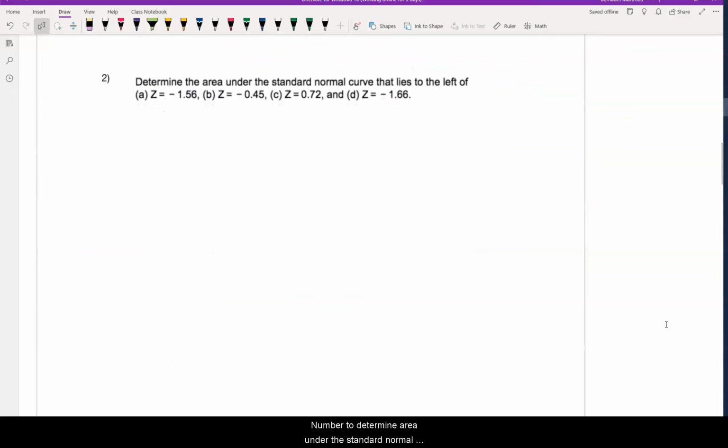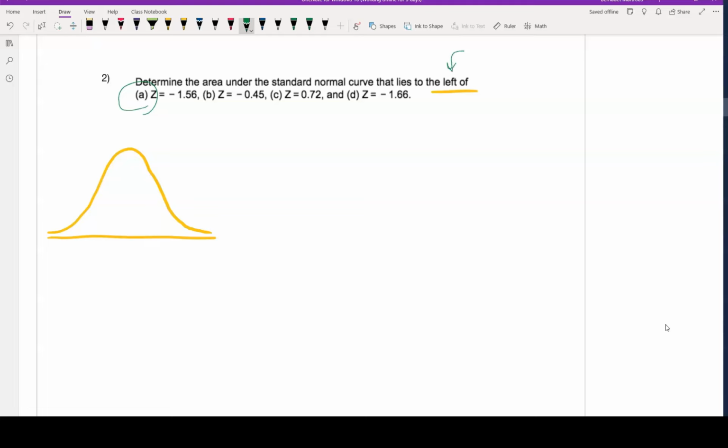Number 2: determine the area under the standard normal curve that lies to the left. So this is to the left. You don't need to draw these. I'm going to draw this one to explain what we have here. I will work on one of these, for example, z is negative 1.56. It doesn't matter if you have a negative z-score or a positive z-score. Just see what it's asking, if it's to the left or to the right. So in this case, it's to the left.